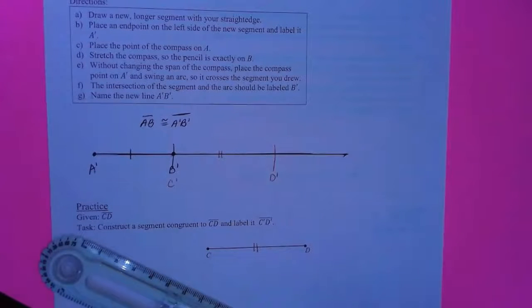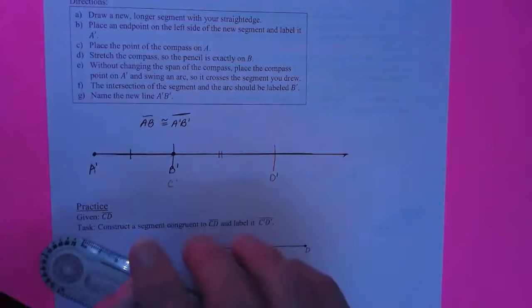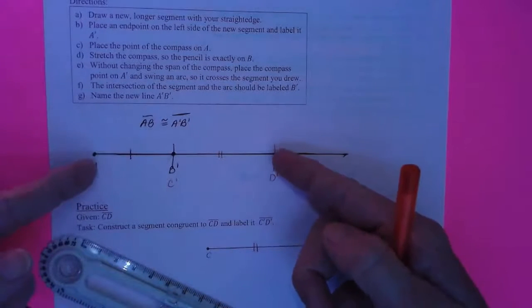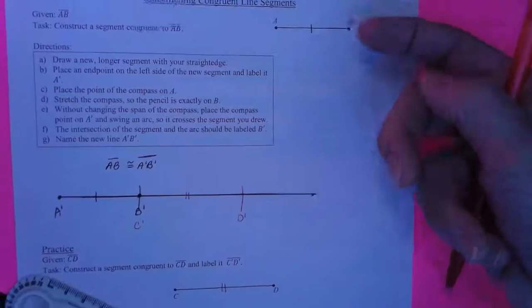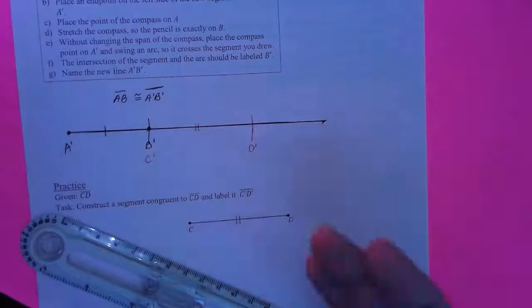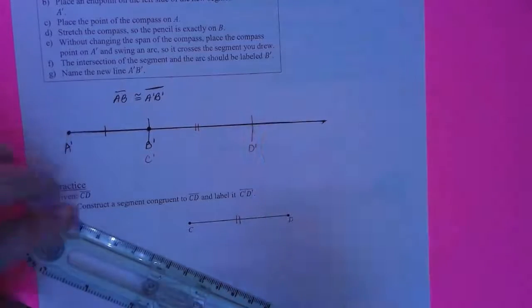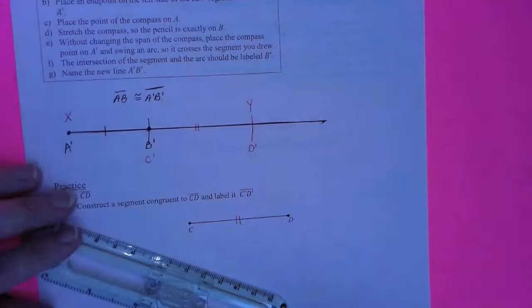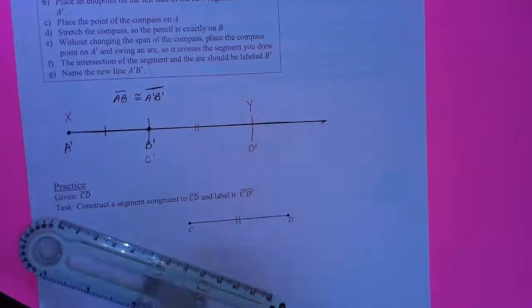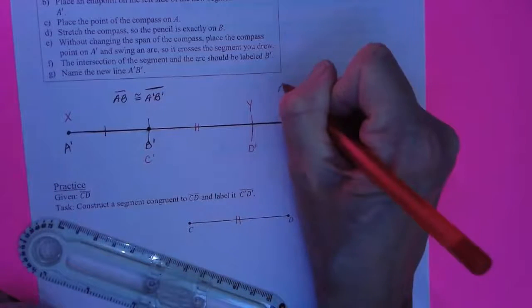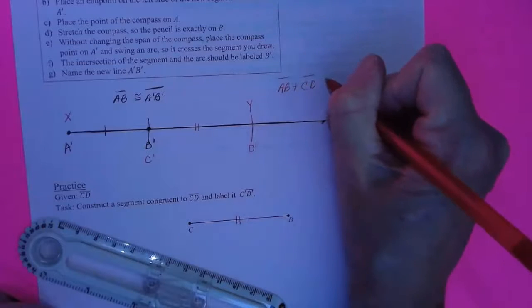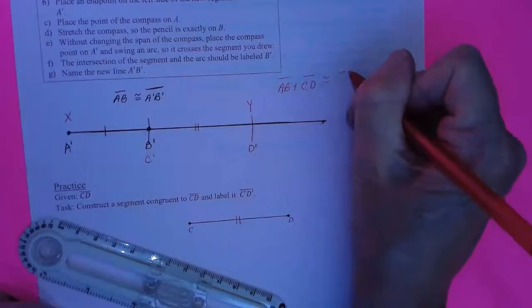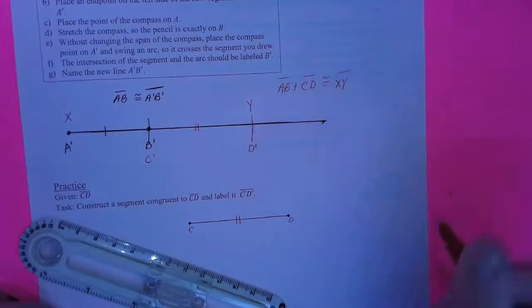And if I wanted to show the notation of what I did, since this new larger piece where I added AB from up here at the top to CD, I get this whole new longer segment, so I have to give it a whole new name. I'll call it XY. A notation for this segment addition process we did with constructions would be segment AB plus segment CD is congruent to segment XY.